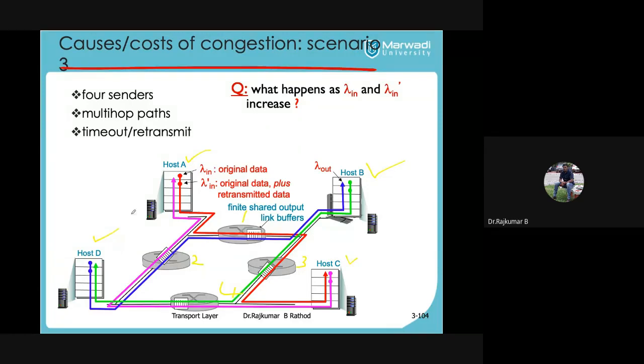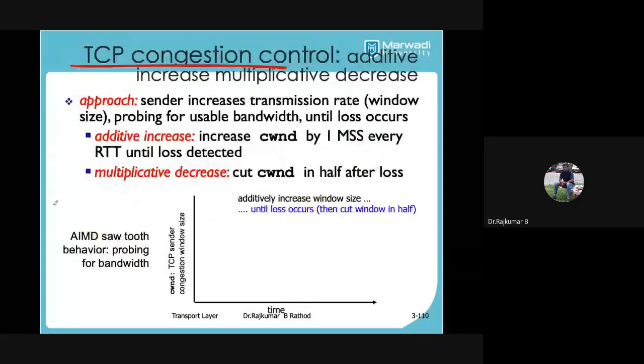Okay. So in the first place, if you go through this TCP, what is it saying? The congestion approach is additive increase and multiplicative decrease. So what is this approach? The sender increases the transmission rate, that is, the window size, for the usable bandwidth. So how is it happening?